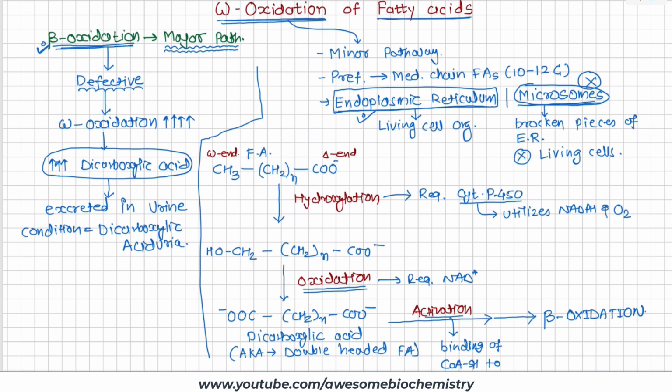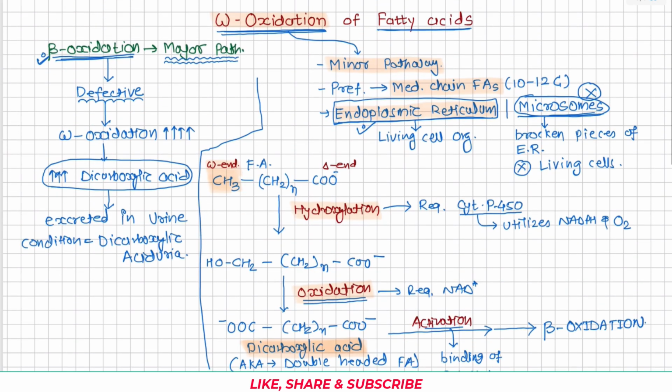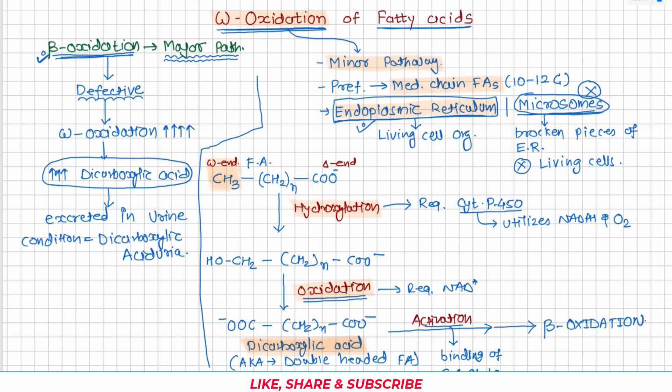So, to summarize, omega oxidation is a minor pathway that hydroxylates and oxidizes the omega carbon of medium chain fatty acids in the endoplasmic reticulum, eventually forming dicarboxylic acids. Under normal conditions, this pathway plays a small supporting role, but when beta oxidation fails, it becomes a clinically important backup pathway, and its product, dicarboxylic acid, becomes a diagnostic marker in the urine.